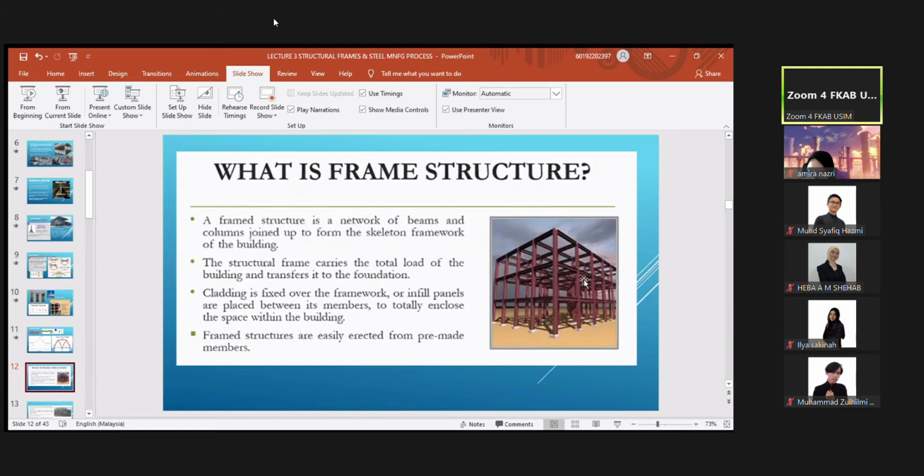Floor slab horizontal. Column is vertical. Okay, the structural frame carries the total load of the building and transfers it to the foundation. So all the total load of the building is transferred into the foundation. Maybe here there is piling or pad footing below. All the loads have been transferred, the dead load and also the live load.